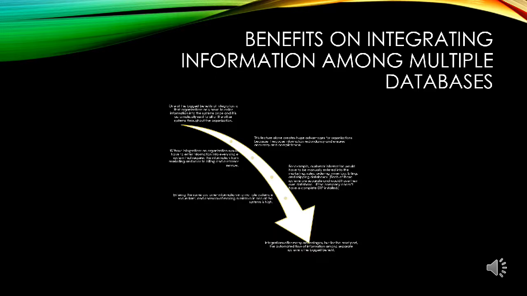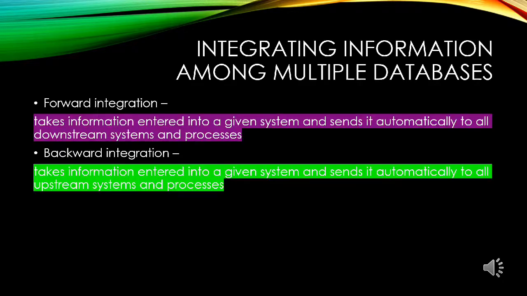Entering the same customer information into multiple systems is redundant, and the chance of making a mistake in one of the systems is high. For example, customer information will have to be manually entered into the marketing, sales, ordering, inventory, billing, and shipping databases. Each of these systems is separate and will have its own database if the company doesn't have a complete ERP installed. Integration offers many advantages, but for the most part, the automated flow of information among separate systems is the biggest benefit.